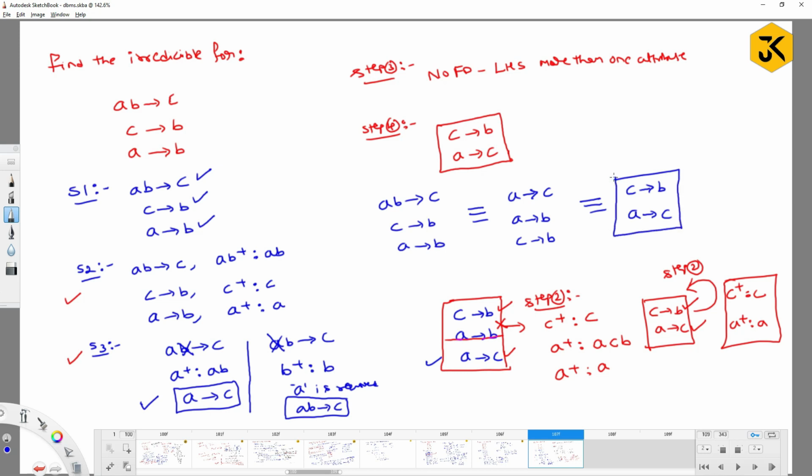So how can we say that our answer is perfectly correct? You can check the equivalency between the two independent sets of functional dependencies. You can consider this as F and this as G, and check whether F covers G and G covers F. Then I can say that these two are equivalent functional dependencies, and also that our result is correct.